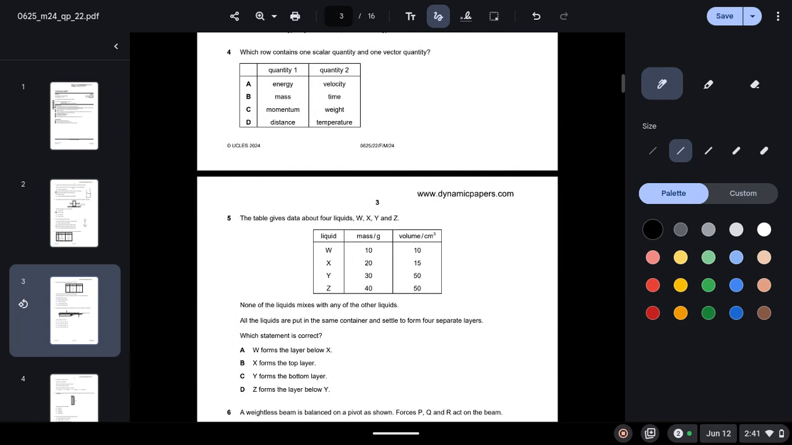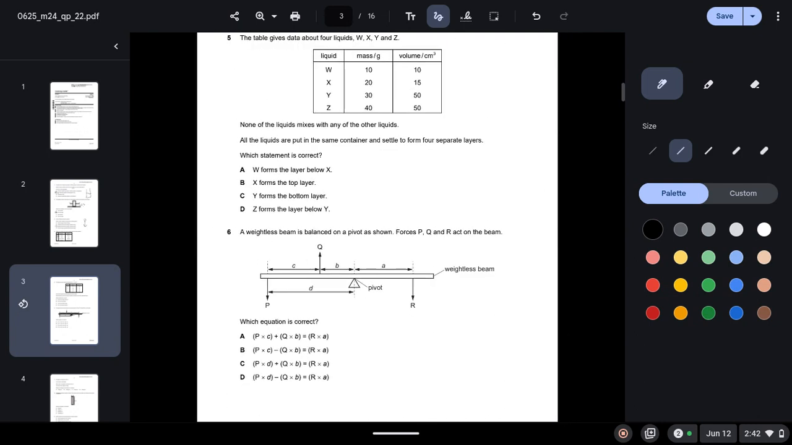Which row contains one scalar quantity and one vector quantity? So let's go through the options. Option A says energy and velocity. Well, we know this is correct because energy is a scalar quantity and velocity is a vector quantity.